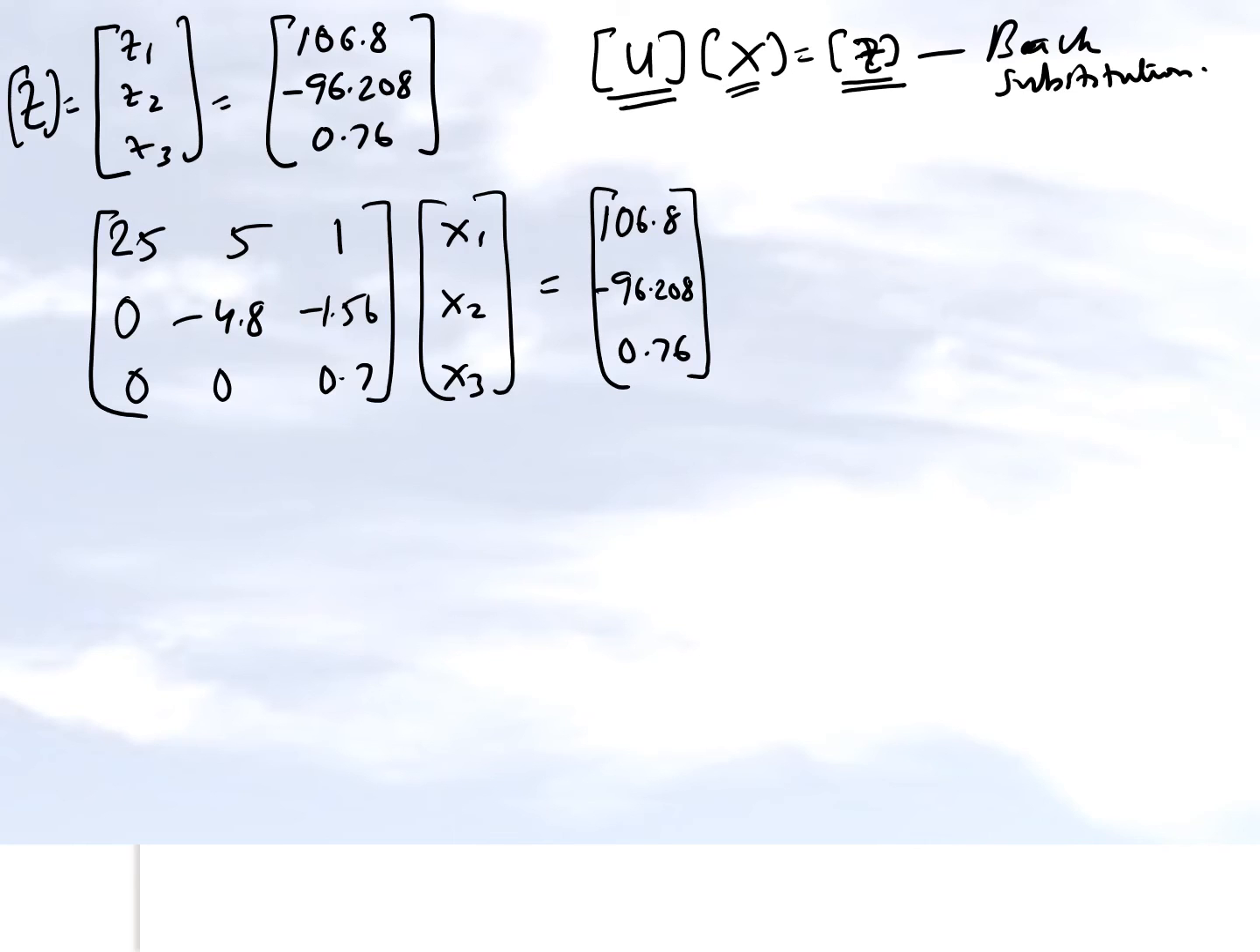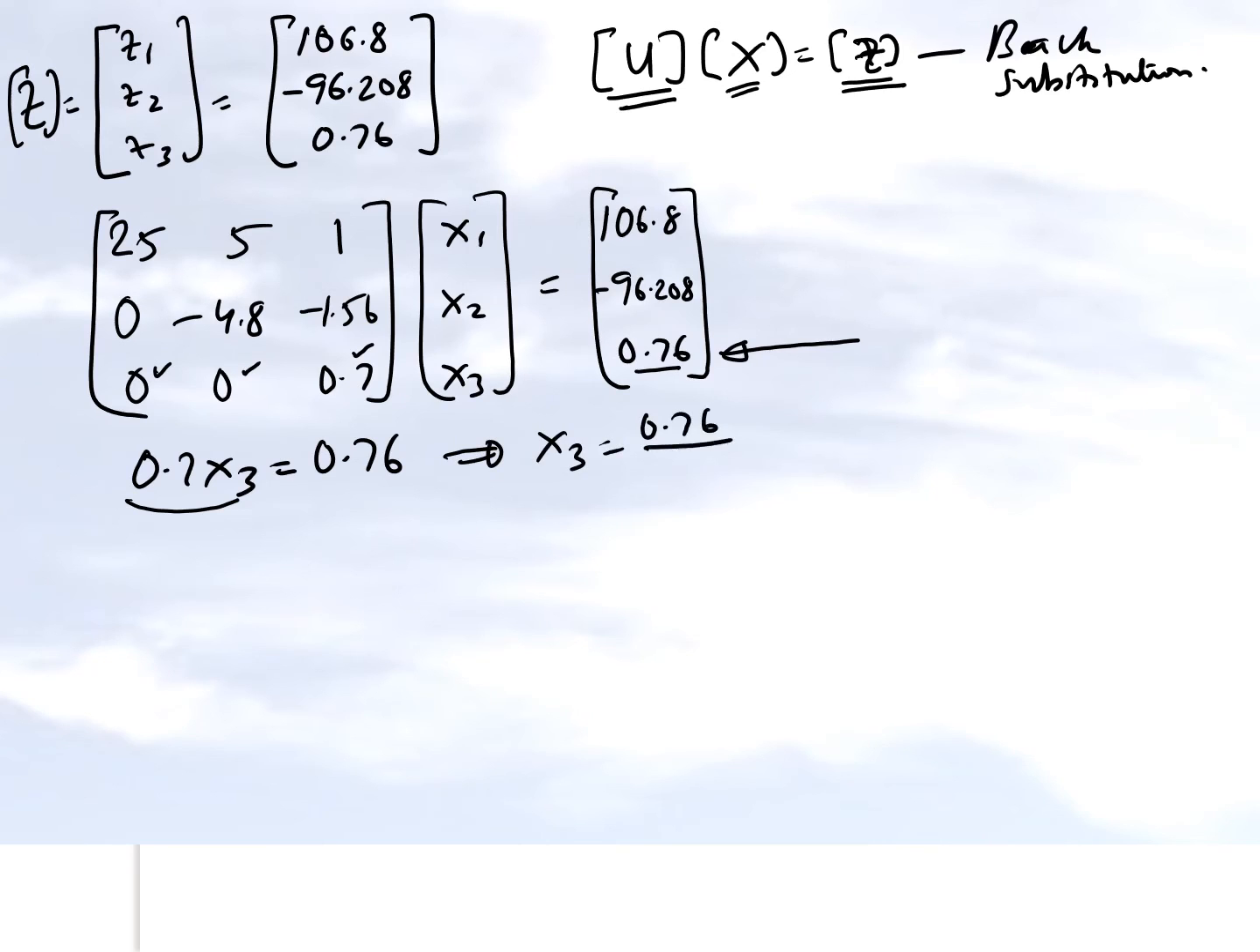So what we're going to do in the back substitution is we start with the last equation first. That gives us 0.7x3 is equal to 0.76, because it'll be 0 times x1 plus 0 times x2 plus 0.7x3, which is right here, equal to this quantity. And that gives us x3 is equal to 0.76 divided by 0.7, and we get 1.0857.